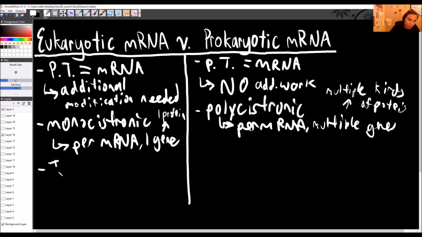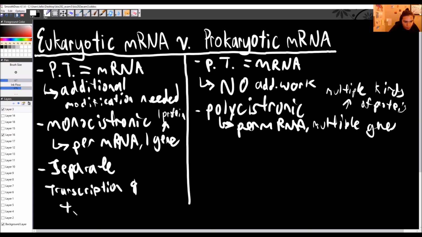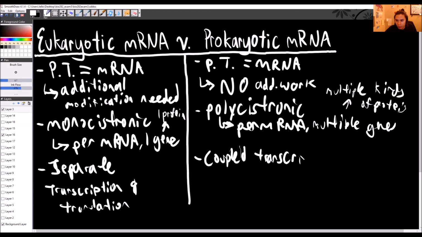Eukaryotic cells generally have separate transcription and translation, where prokaryotes have coupled transcription and translation, meaning that as the DNA is being transcribed, or as the RNA is being transcribed, it is also being translated.